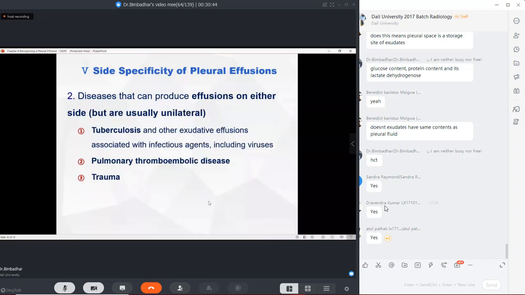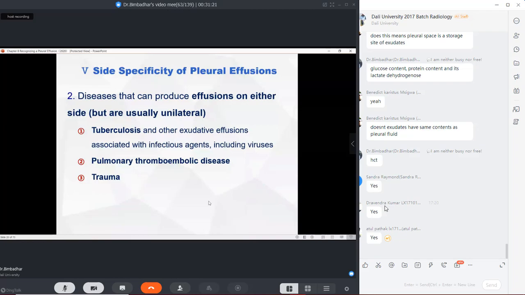Then, diseases that can produce effusions on only one side. It is mostly unilateral. Tuberculosis is one of the most common conditions that causes unilateral pleural effusion. Then pulmonary thromboembolism. Remember, this is a very emergency situation. It is a classical disease that happens because of blockage of the pulmonary artery by a thrombus, which usually causes unilateral pleural effusion.